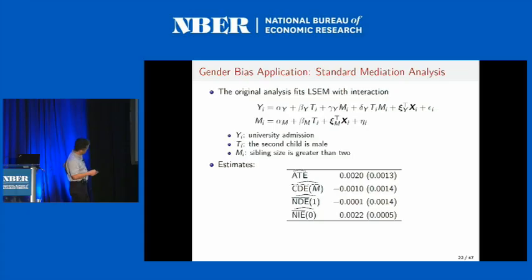Okay. So here are the estimates, and it's kind of precisely estimated, but it's tiny. If you think about this as binary, it's like less than 1 percentage point change. The average effect is essentially 0. The signs are sort of in the expected direction in the sense that the direct effect is negative.